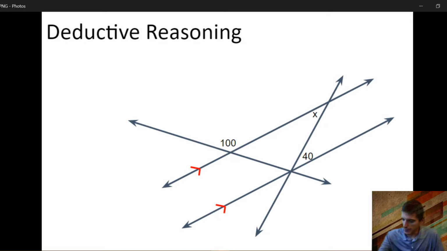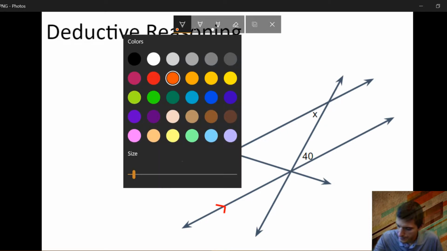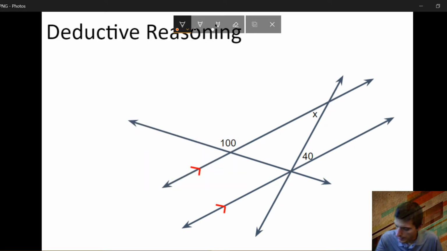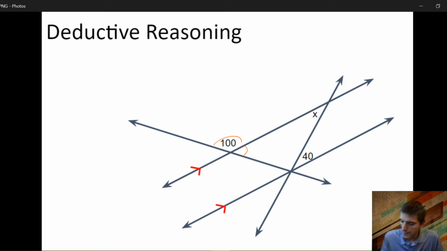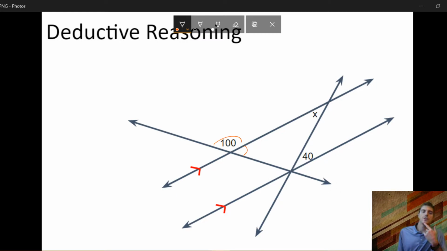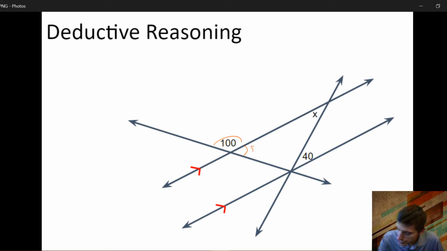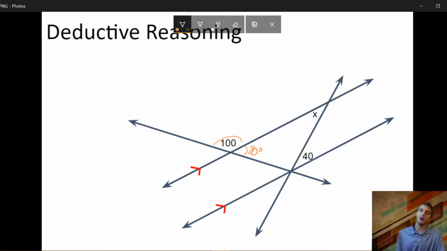So the first thing I want to do is I want to draw right here. Okay, this angle is 100 degrees, right? I know for a fact what the measure of that angle is. It's got to be 80 degrees. The reason why I know that is because those two are a linear pair, and linear pairs have to be supplementary, right? So they add up to 180, obviously. 80 and 100 add up to 180.